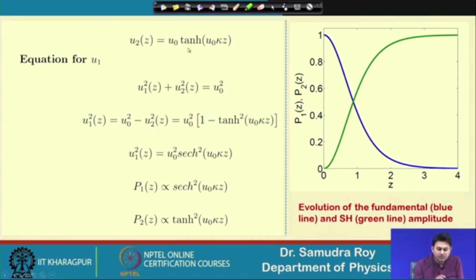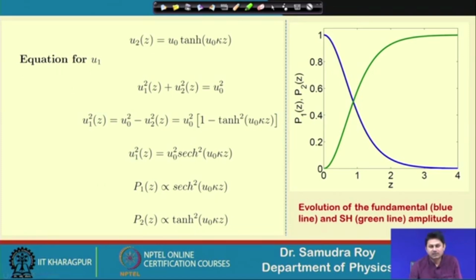U2z square is U0 square tan hyperbolic square. So, I can replace these, taking U0 square common, we have 1 minus tan hyperbolic square U0 kappa z. 1 minus tan hyperbolic square theta is nothing but sec hyperbolic square theta. So, I can replace this as sec hyperbolic square U0 kappa z with U0 square as an amplitude. Then the power of 1, that means the power of the fundamental wave, is proportional to this quantity, and the power of the second harmonic wave is proportional to the tan hyperbolic square, that we have already shown.